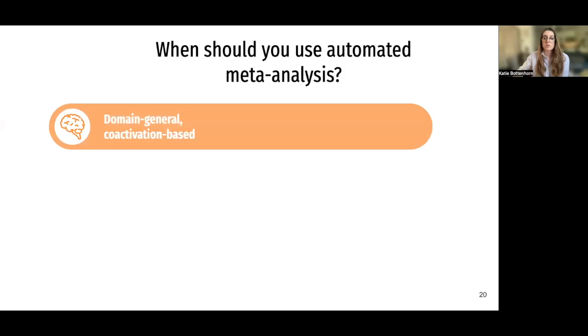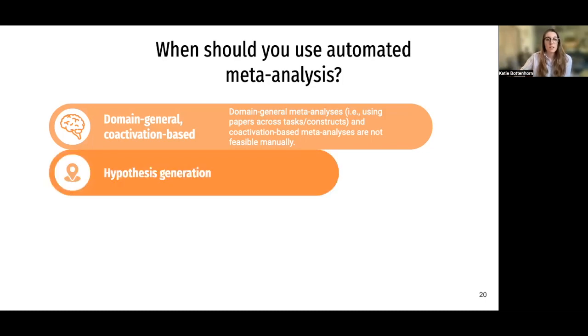First of which, if you're going to do a domain general or a co-activation based meta-analysis, so meta-analyzing a broad construct like social cognition, again, these are looking at papers that report activation in a specific brain region and how those papers, across the brain, what other brain regions are active or co-active. You can also use automated meta-analysis for hypothesis generation. So this could be making ROIs, choosing regions for functional MRS, etc.